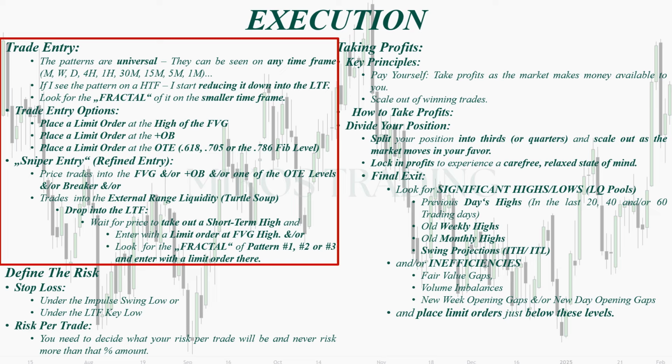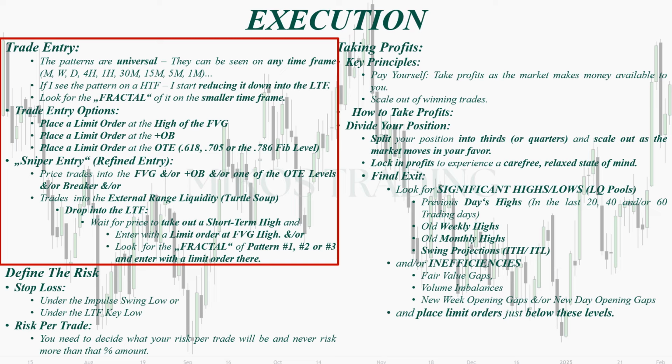I start with determining my trade entry. Because all three of the patterns are universal, I can enter on any time frame that I see the pattern on, as long as it is in the direction of my higher time frame directional bias. And if I see the pattern on the higher time frame chart, I can start reducing it down into the lower time frame charts and look for the fractal of the patterns on the smaller time frames.